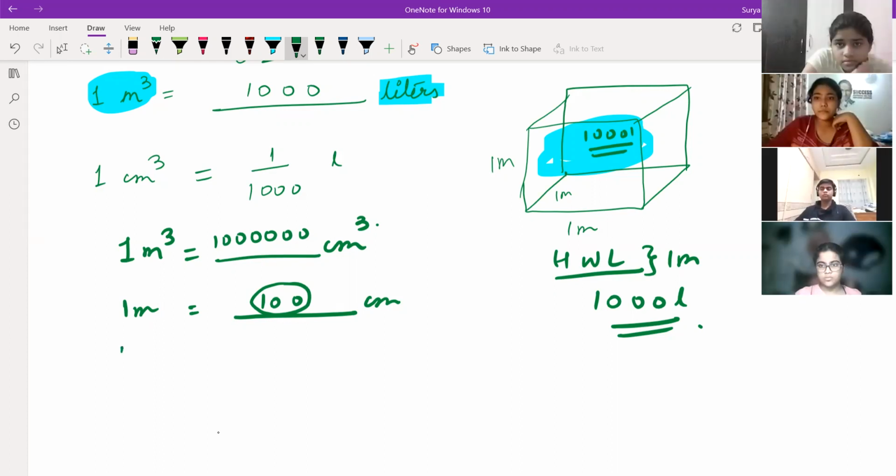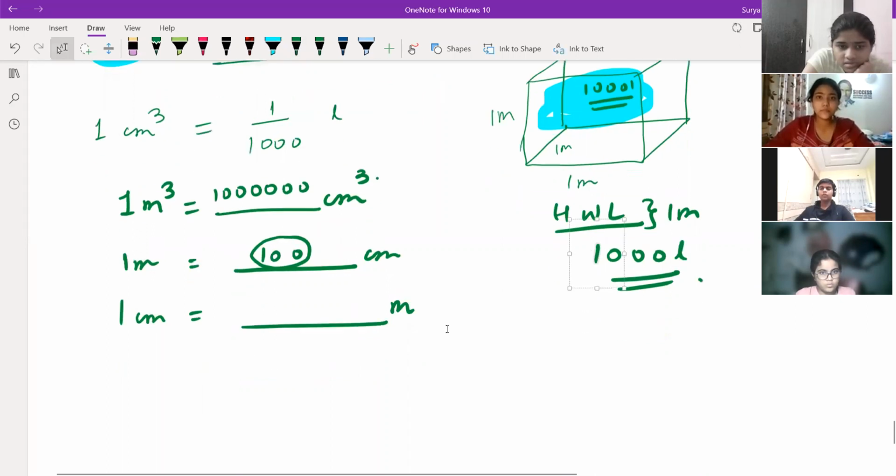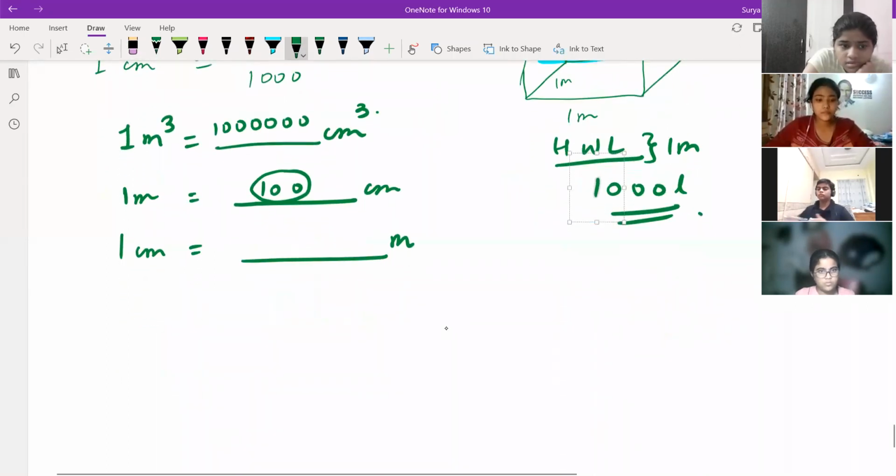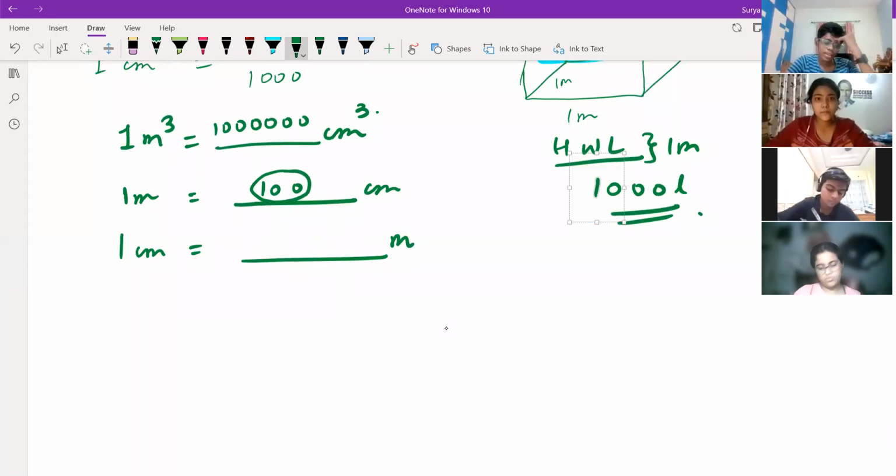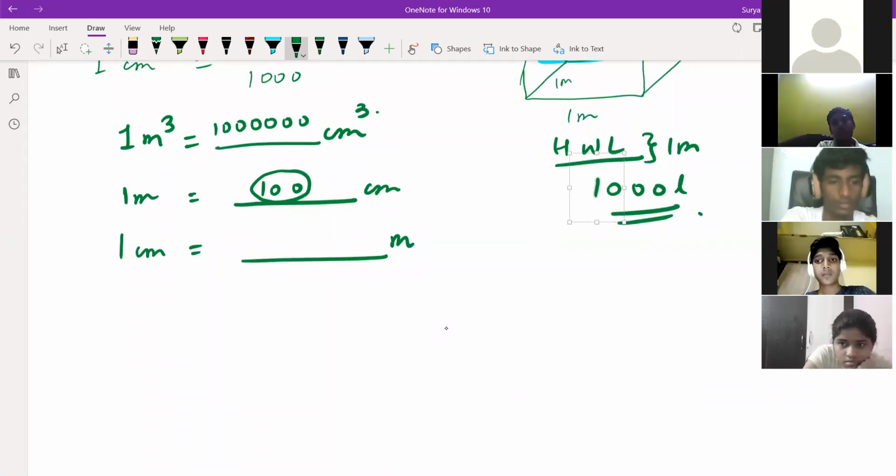Tell me, if you convert 1 centimeter to meter, then what is the answer? 1 centimeter to meter. Diksha, if you have to find 1 centimeter is equal to how many meters, how do you find this? So 0.1. 0.01 meter. 0.01 or 0.1? So 0.01 meter.